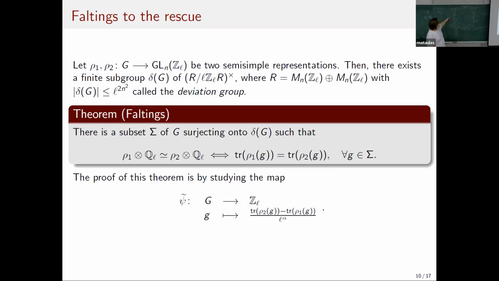So we passed from comparing an infinite number of traces, or comparing two functions that are equal, which is very hard, to comparing a finite number of traces, which is pretty easy. But the problem hidden in here is that finding this deviation group is very hard.